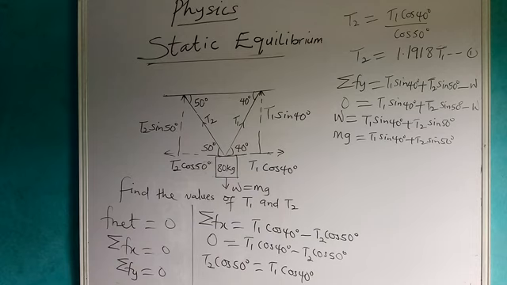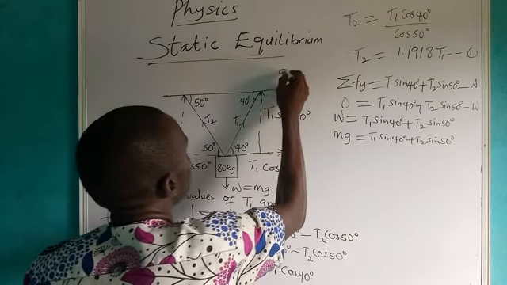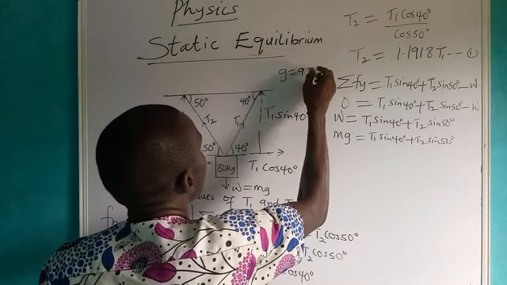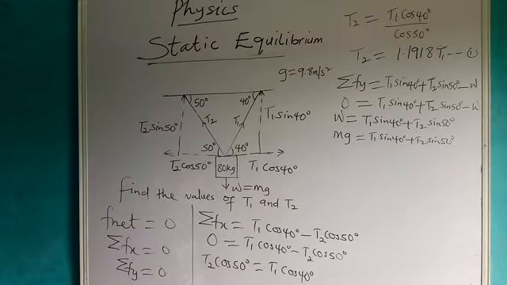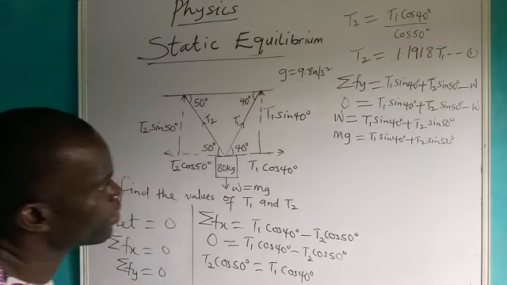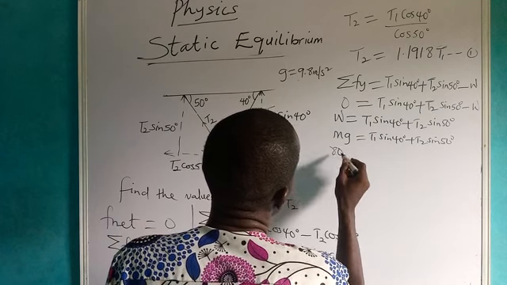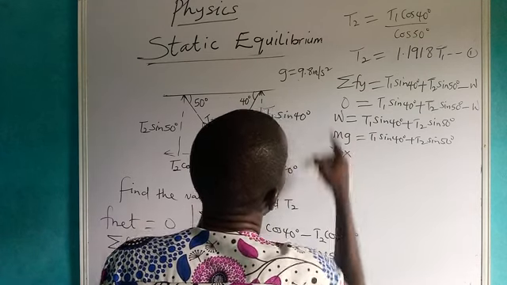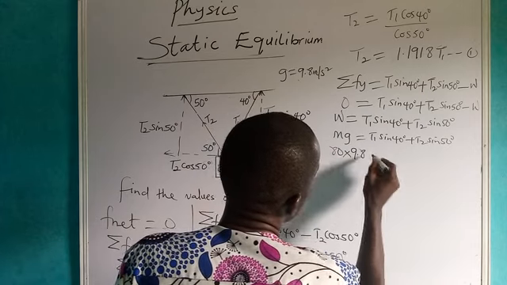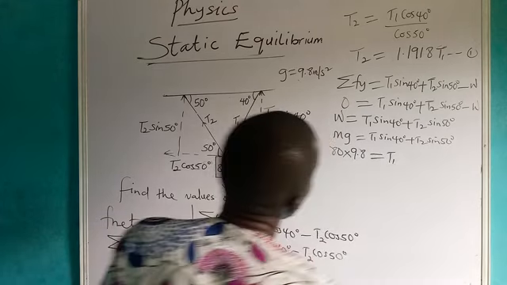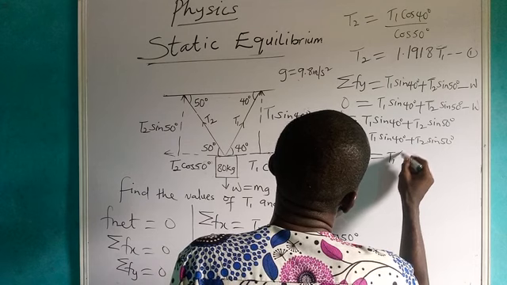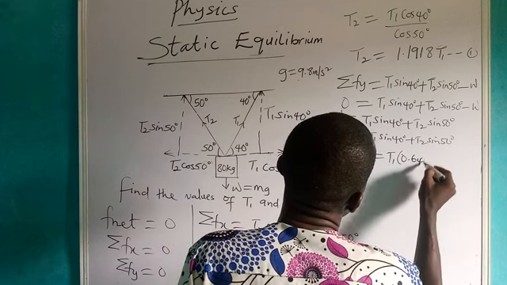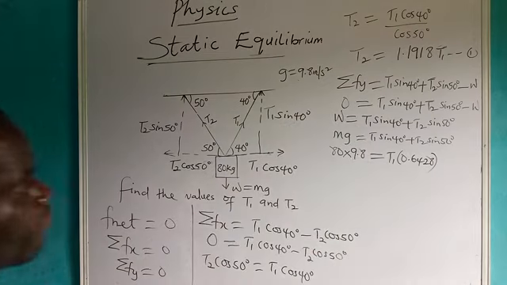Let us now substitute properly. We have mass and we also have g. Don't forget g is 9.8 meter per second square. That is the value for g and it is constant. While for the mass, we have 80 kg. It means that here is 80 times 9.8 equal T1, and what is sine 40 degree? Sine 40 degree is 0.6428.